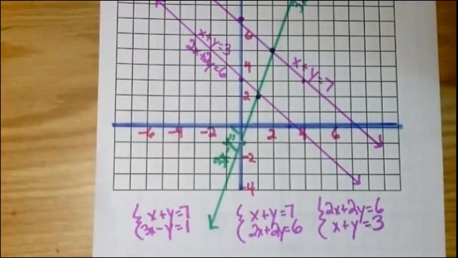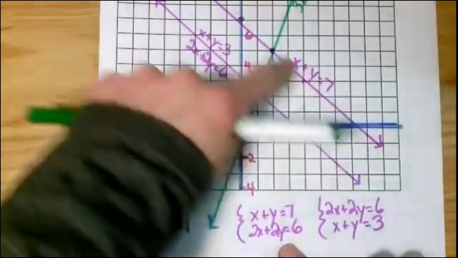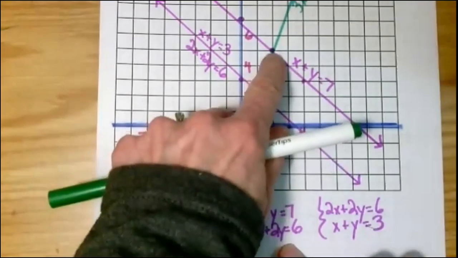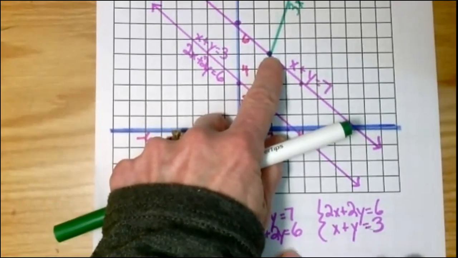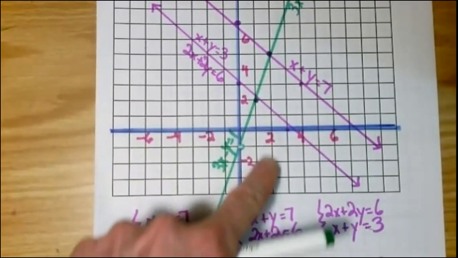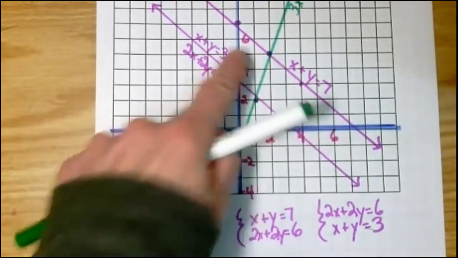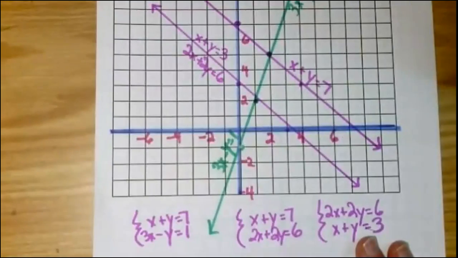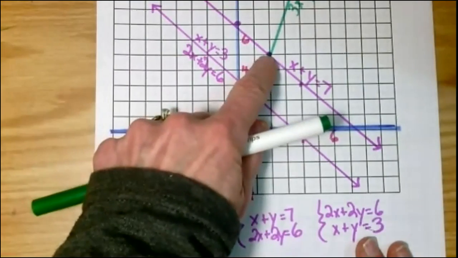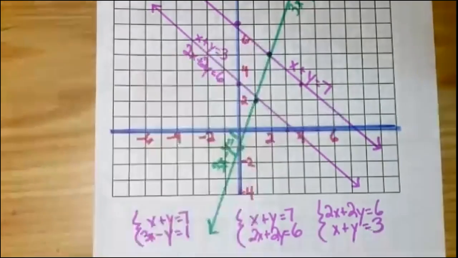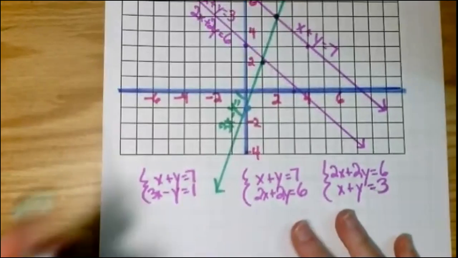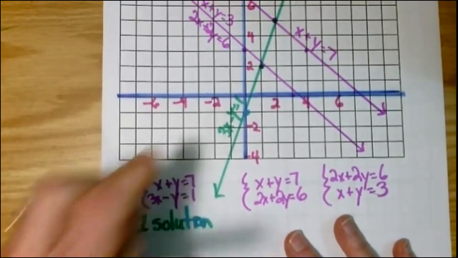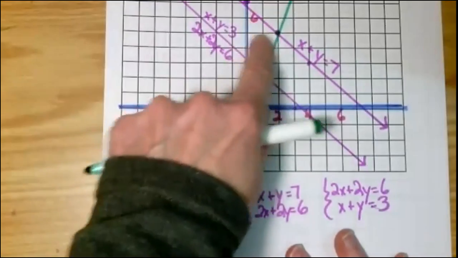So if you can see from the graph, what happens when you graph these two lines? Exactly, they intersect at this point right here, which happens to be 2, 5, right? So how many solutions do we have to this system of equations? Well, we have one point of intersection. So we have exactly one solution. And that solution we decided was at the point 2, 5.